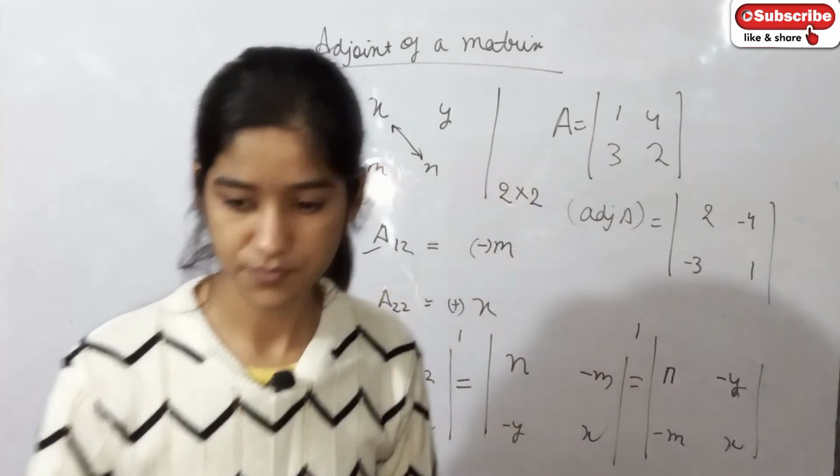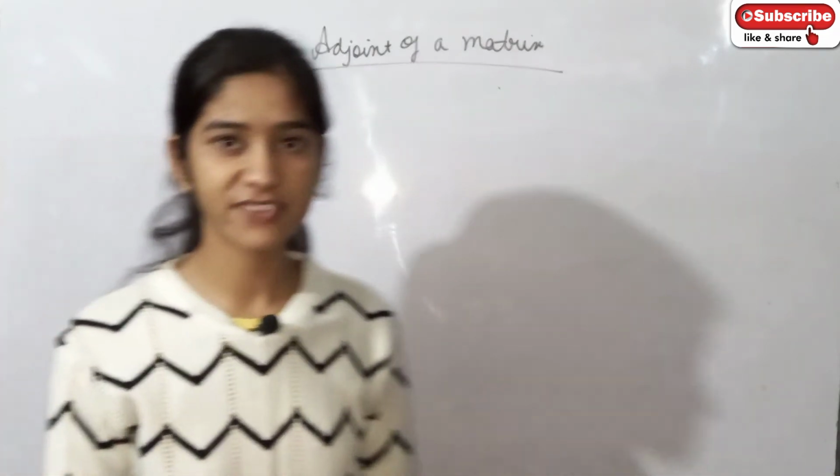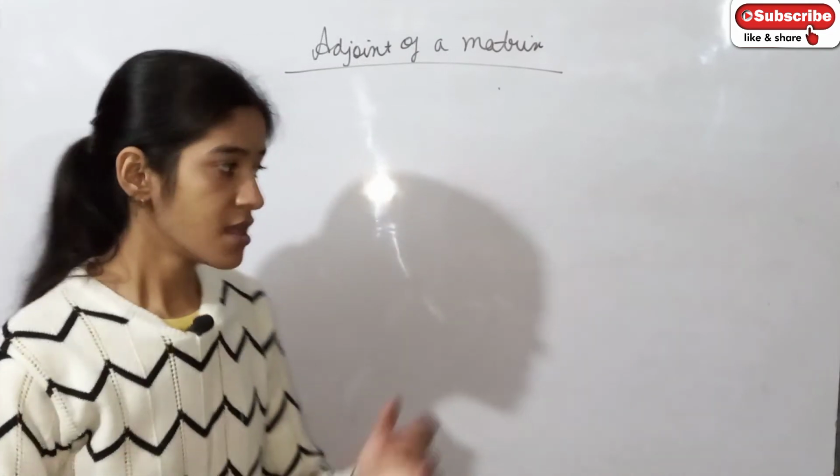Okay, understood? Now let's see what is singular matrix and what is non-singular matrix. In this video, I discussed what is minor, what are cofactors, and what is the adjoint of a matrix, and how we find the adjoint. Now let us discuss what is singular matrix and what is non-singular matrix. Singular matrix means if mod of A, the determinant of A, is equal to 0, it is a singular matrix, and if determinant of A is not equal to 0, then it is a non-singular matrix.